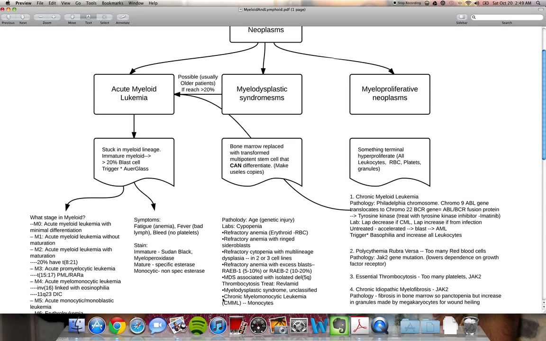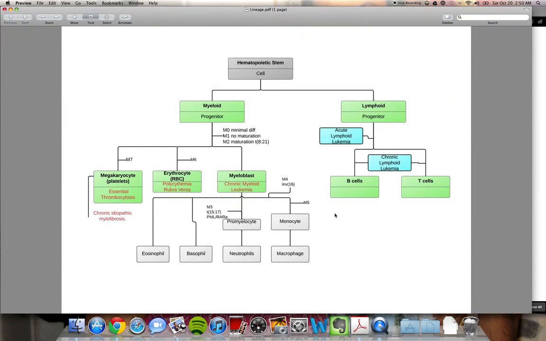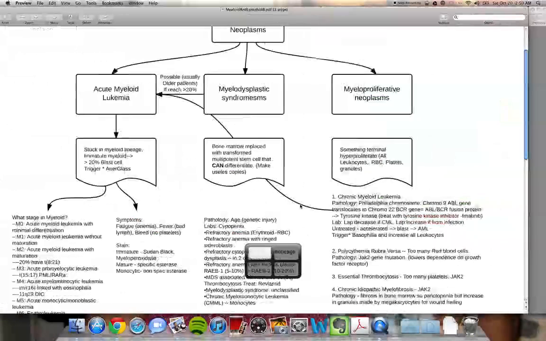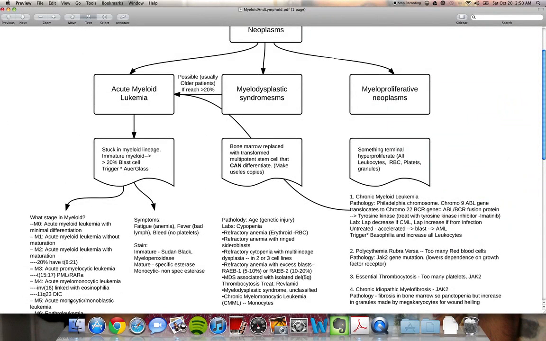In this one, since you can differentiate, you continue to make monocytes, however they're useless. So in M5, if you remember, M5 is acute monocytic leukemia. You get stuck. Why? Because it's an acute myeloid leukemia. In chronic myelomonocytic leukemia, same name except it's chronic, you can differentiate because it's a myelodysplastic syndrome. However, this can lead to acute myeloid leukemia.